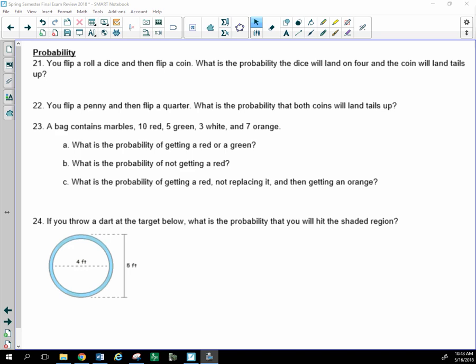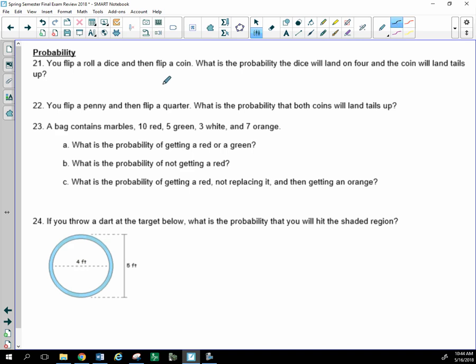And this is one of our units that we did, and we're going to talk about the probability that you flip a coin and roll a die. What is the probability the die will land on a 4 and the coin will land on the tail side up? And so let's think about this.